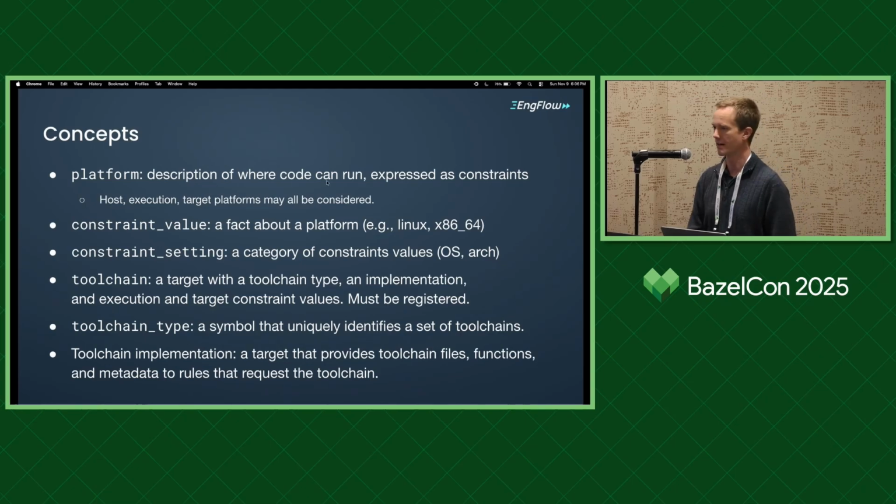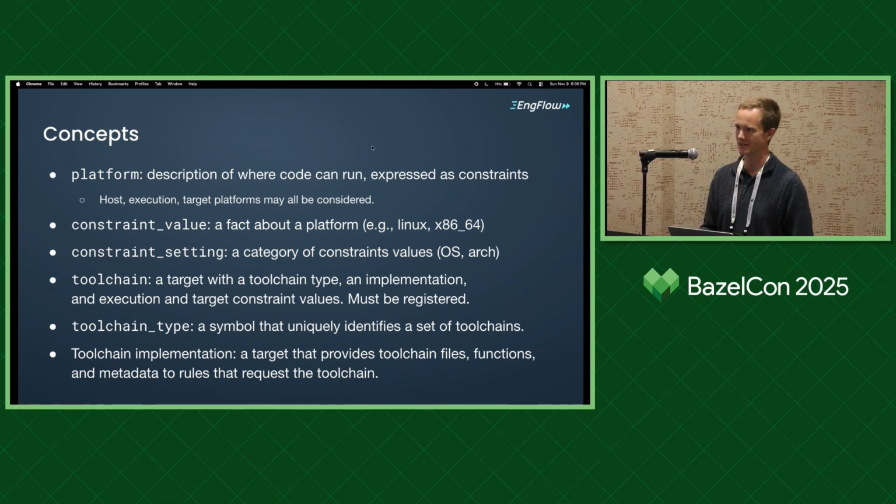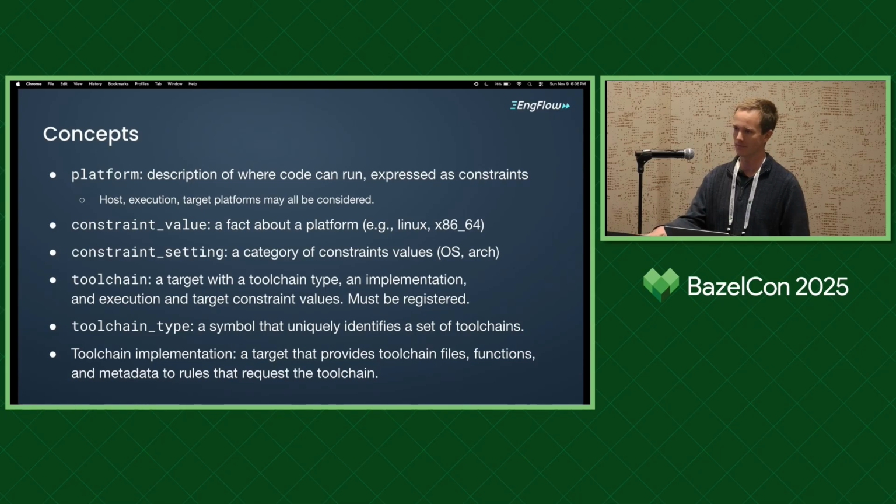I have to define a bunch of nouns for this. So a platform is a description of what I'm targeting. So I'm going to have a target platform and an execution platform and a host platform. So the target is where the final binary is going to run. Bazel doesn't actually run code there. Execution platform is where Bazel actually runs actions.